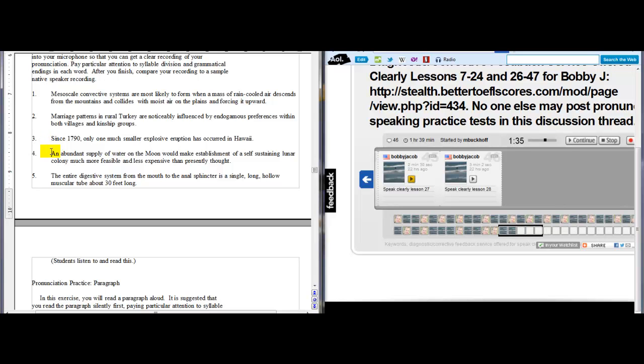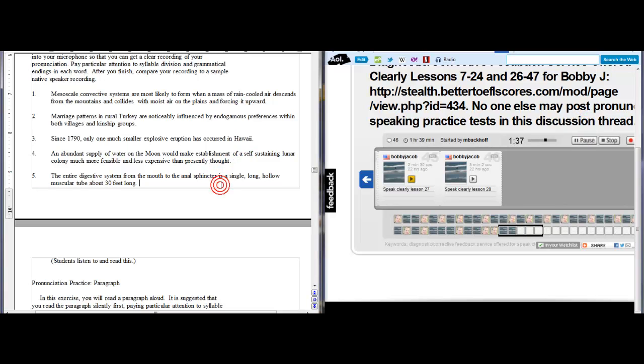An abundant supply of water on the moon would make establishment of a self-sustaining lunar colony much more feasible and less expensive than previously thought. The entire digestive system from the mouth to the anal sphincter is a single, long, hollow muscular tube about 30 feet long.